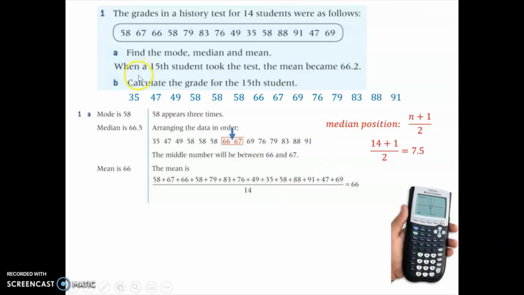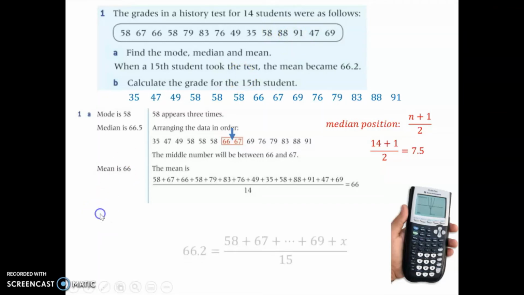Let's look at question B. It says a 15th student took the test and the mean became 66.2. Calculate the grade for the 15th student. So you're adding one more data point, but you don't know what it is. And then you want to figure out the new average. Or sorry, you know the new average. It changed. It went from 66 up to 66.2. So the average went up slightly. So you know the student scored something above the average in order to raise it up. But what did they score?